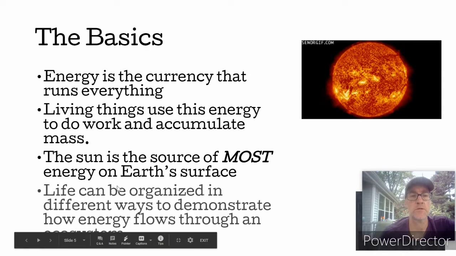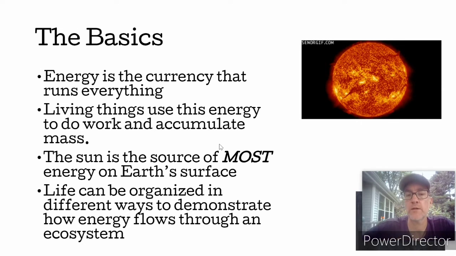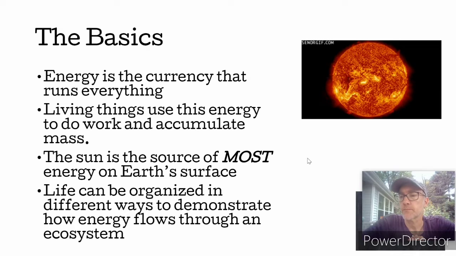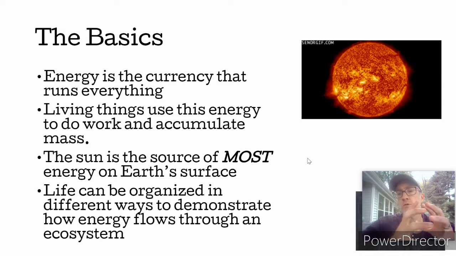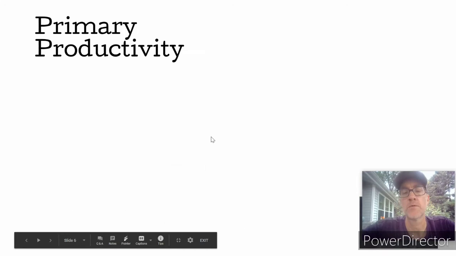The sun is the ultimate source. Life can be organized, and we're going to look at different trophic levels by how energy flows through an ecosystem. And think about your iNaturalist spot. You've been looking at plants mainly, but now you have also been looking at animals, and thinking about their relationship and how they're usually tied in some way to getting energy.